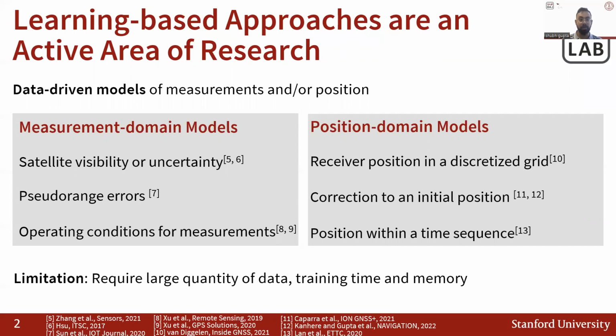One is measurement domain models, which aim to determine the satellite visibility or uncertainty, or correct for pseudorange errors, or classify the operating conditions in which the measurements are present. The other category is position domain models, which aim to determine the receiver's position either within a discretized grid, or as a correction to an initial position, or as a part of a time sequence. A limitation of learning-based approaches, however, is that they require large quantities of data, training time, as well as memory.